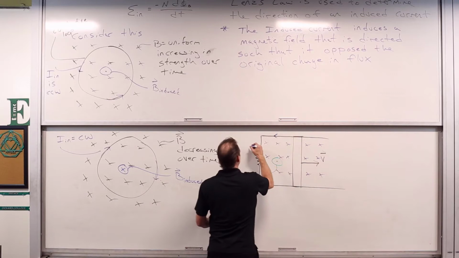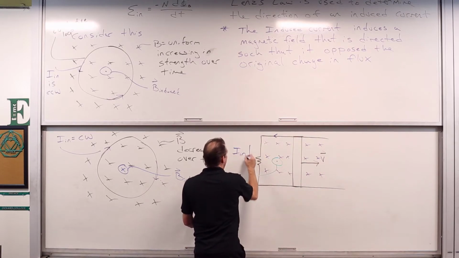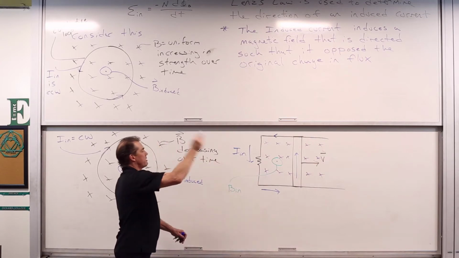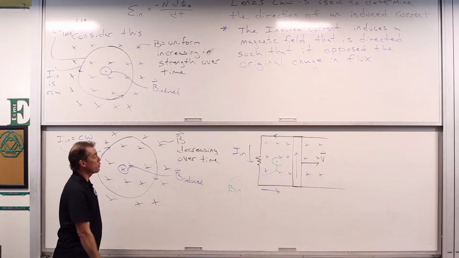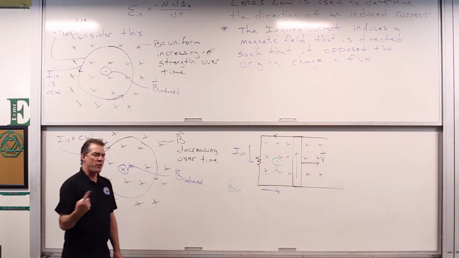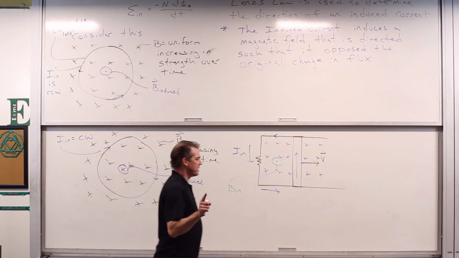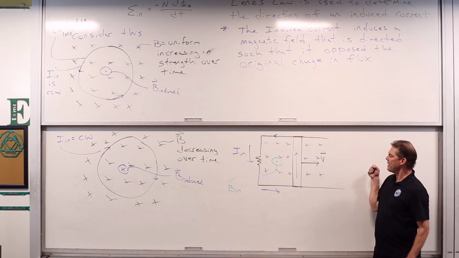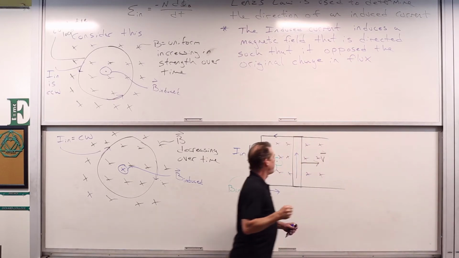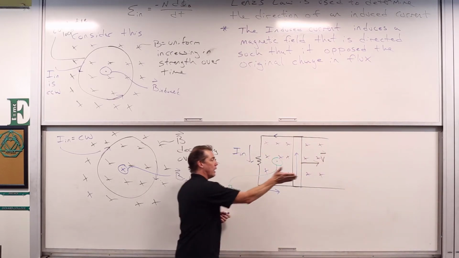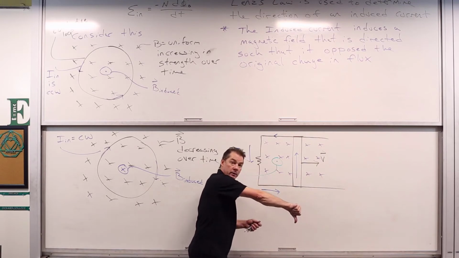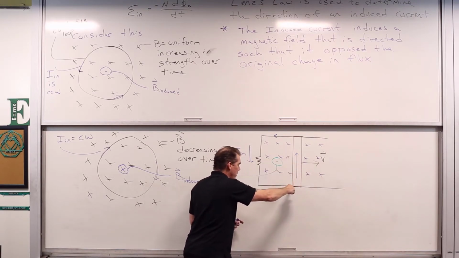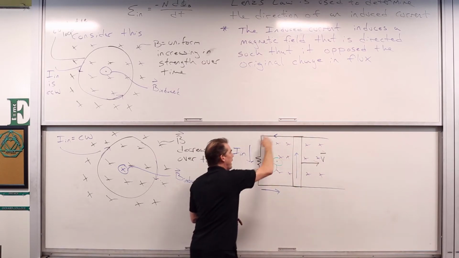Well, the induced current would have to be cycling around like this, right? So we would get I induced like this, cycling around in a counterclockwise manner. Well, if you think back to what we did with this, recall that when we moved this bar this way, the force on the electrons is down because they're negatively charged particles. If the force on the electron is down, they're cycling around this way.